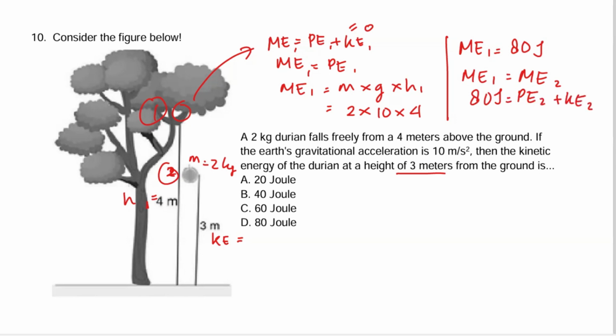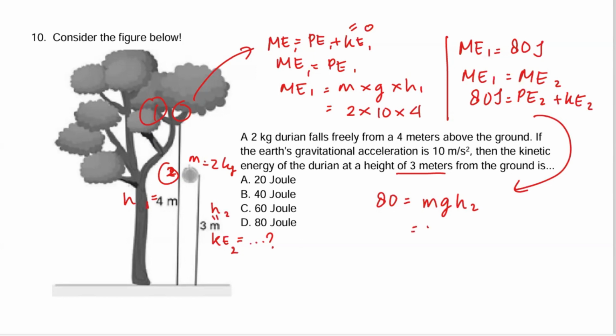Sorry, 80 joule is going to be equal to PE at position 2 plus KE at position 2. So now the question is the KE at position 2. This is the question, so we need to continue. 80 equals PE at position 2, so mass times gravity times H2. H2 is the 3 meters here.